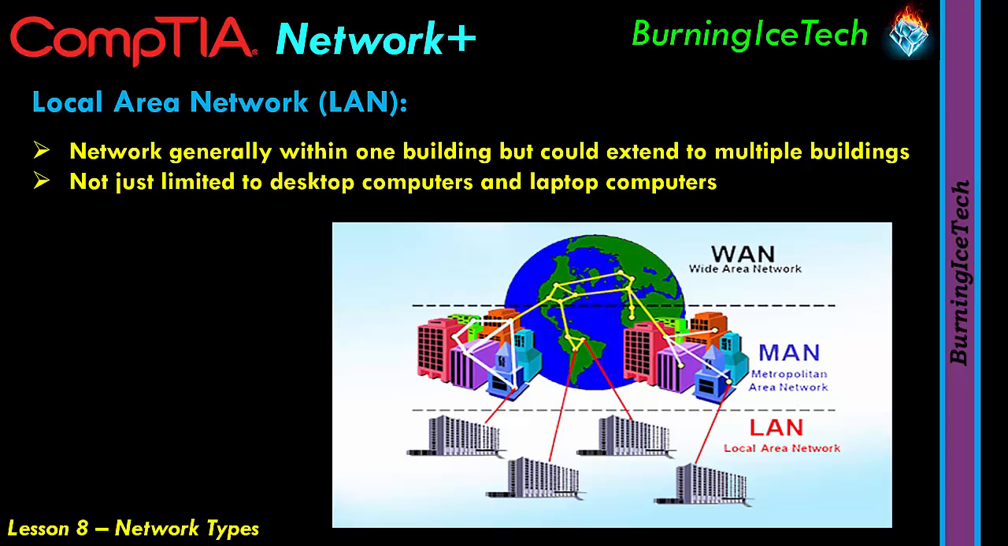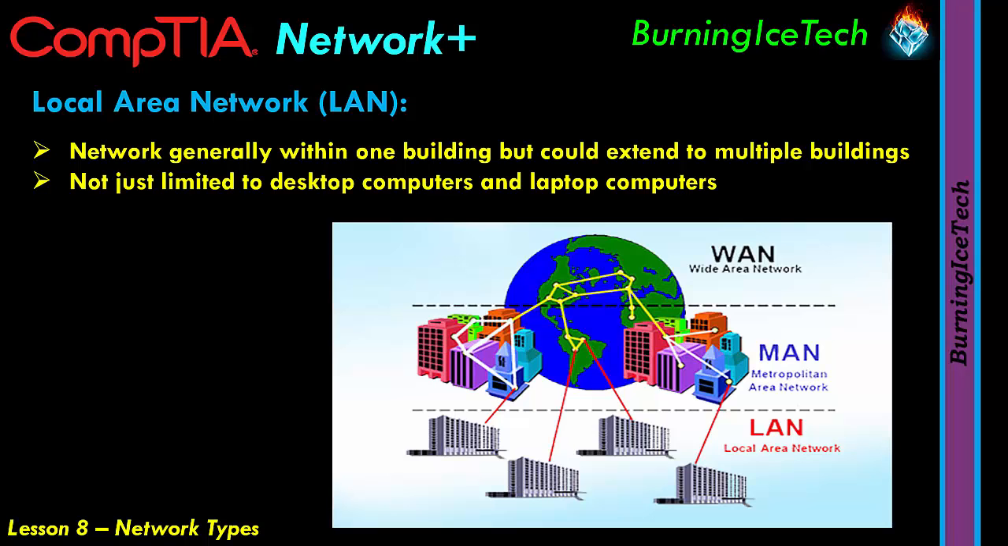So if we're just talking about a normal local area network, these devices are going to be in one building, and they can either be connected to one another via wires, normal LAN cables, if you want to call it that, Ethernet cables, or they can be connected to each other wirelessly. So it's probably going to be a mix of the two, to be honest.